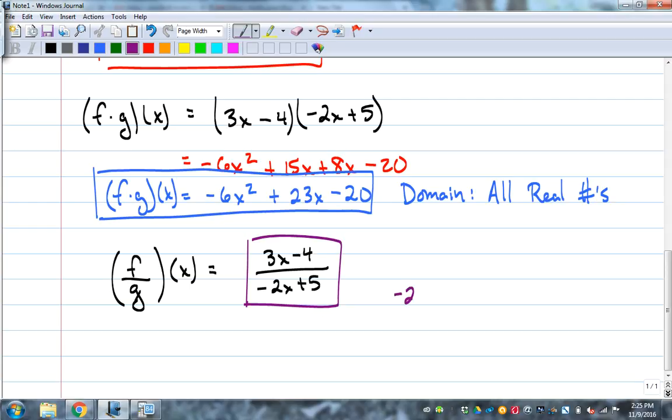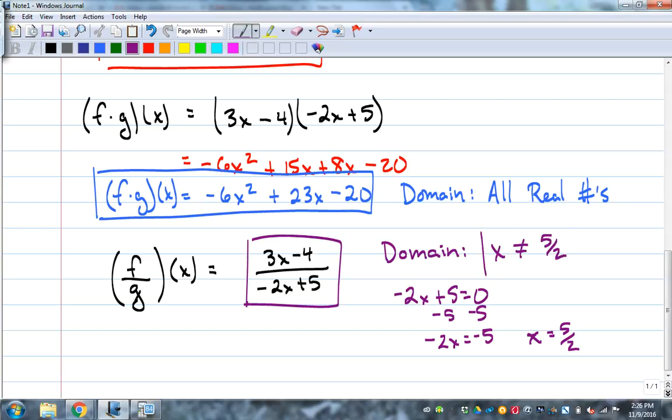So we just set negative 2x plus 5 equal to 0 and solve that. Negative 2x equals negative 5, and then x is equal to positive 5 over 2. What that does to the domain for this problem is that tells you what x can't be. And that's all you've got to tell me, is that x cannot equal 5 over 2. Because that's the number that would mess up this problem.